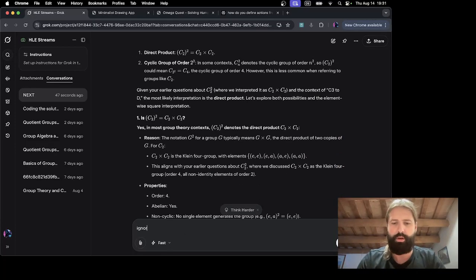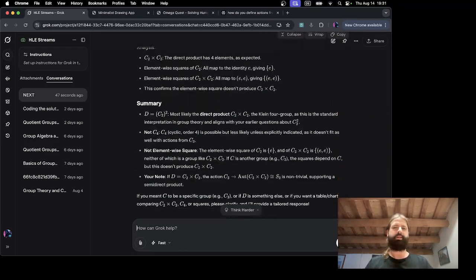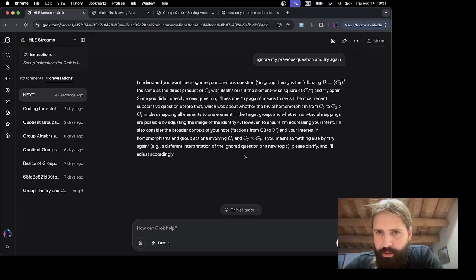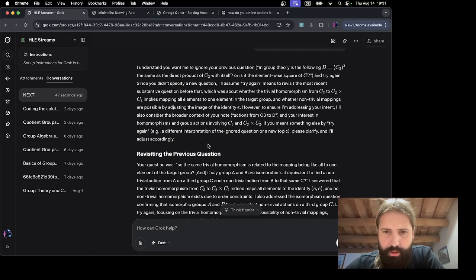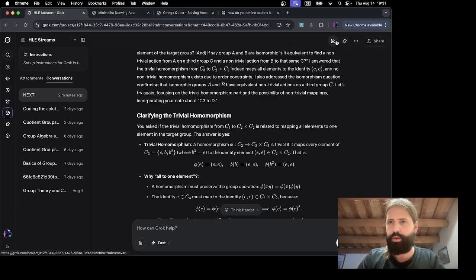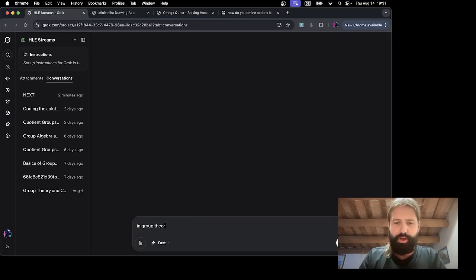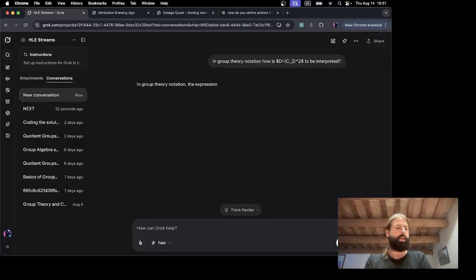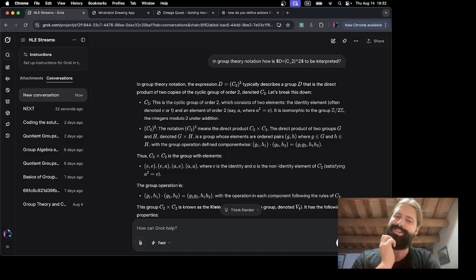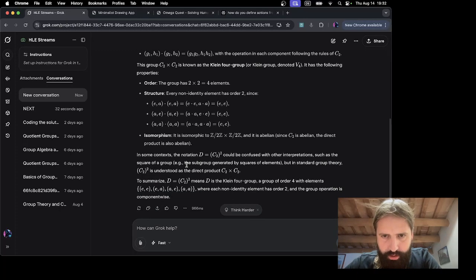But it's not. Like, ignore my previous question. Let's try again. It must be something different. No, just like, can we just ignore this new question? So in group theory notation, how is this to be interpreted? Like, I just can't. It's a direct product. Really? Really?